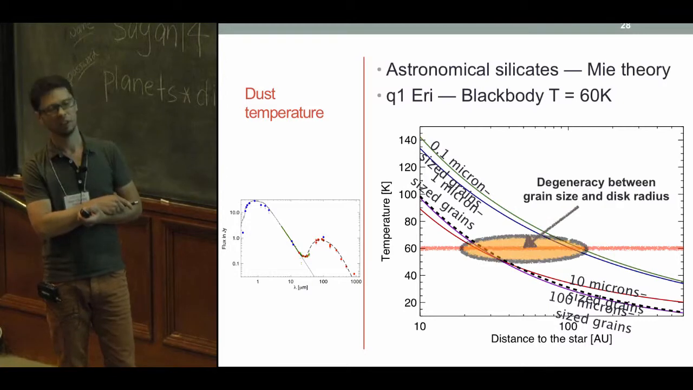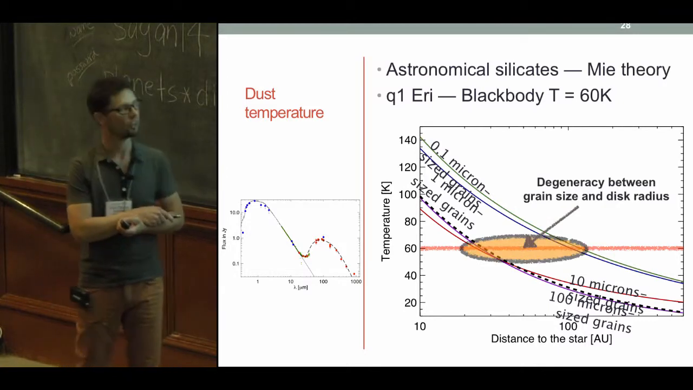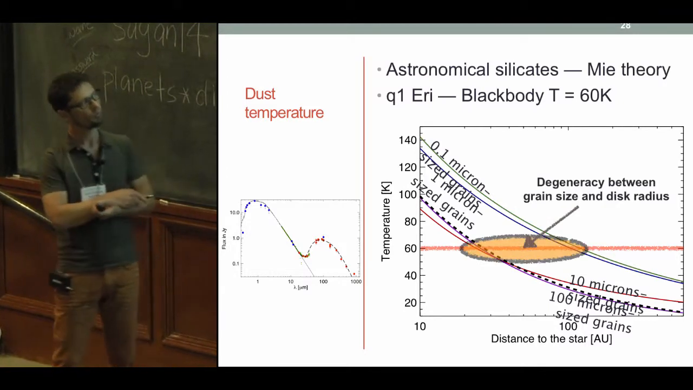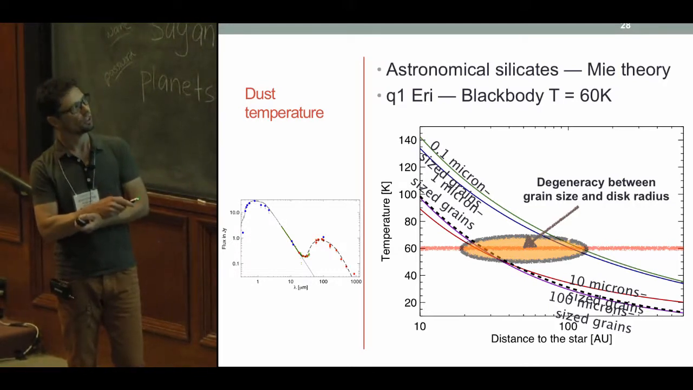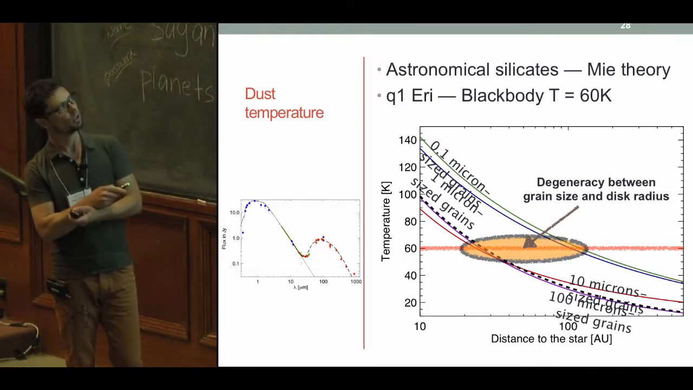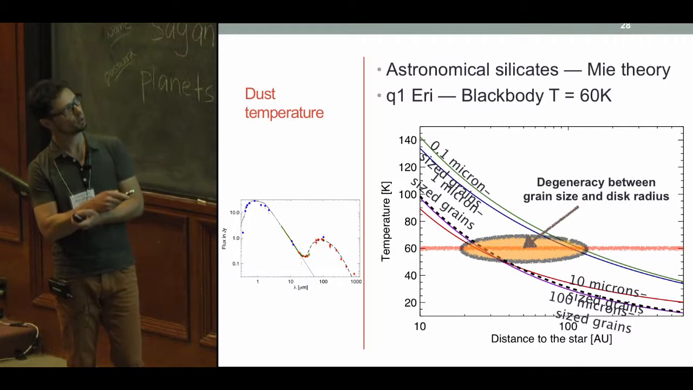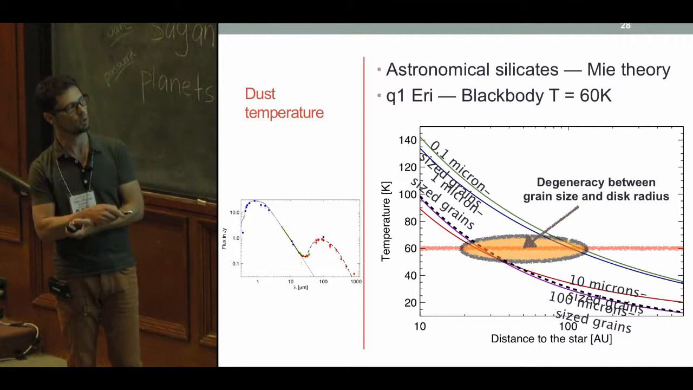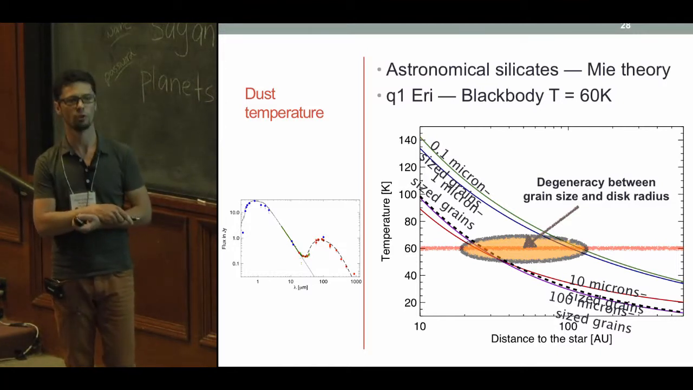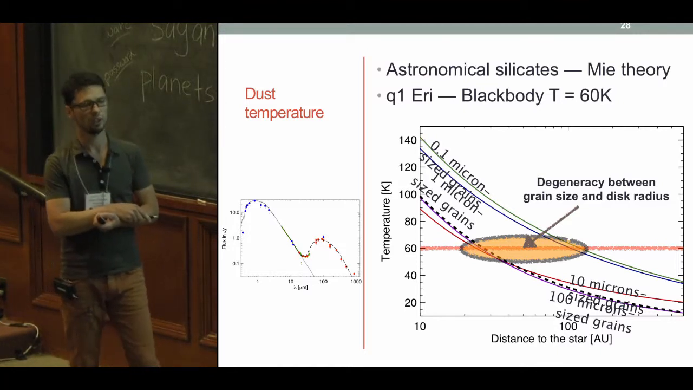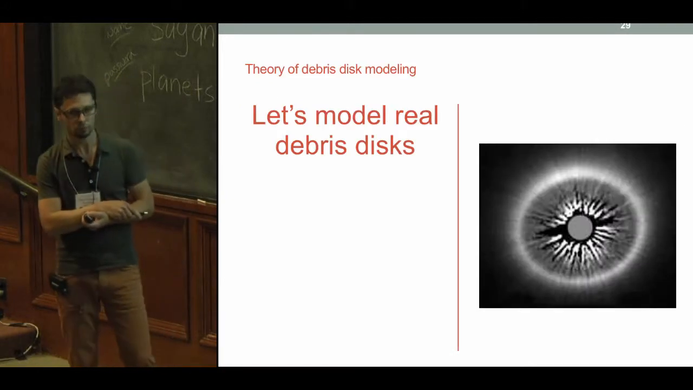But what you see appearing here is mostly a degeneracy that Debbie mentioned earlier, that for the same temperature, you can consider different grain sizes at different distances, which will produce exactly the same Blackbody temperature. So there is a degeneracy basically between the grain size and the location at which you put this population of dust particles. And this is where imaging is going to be very useful.